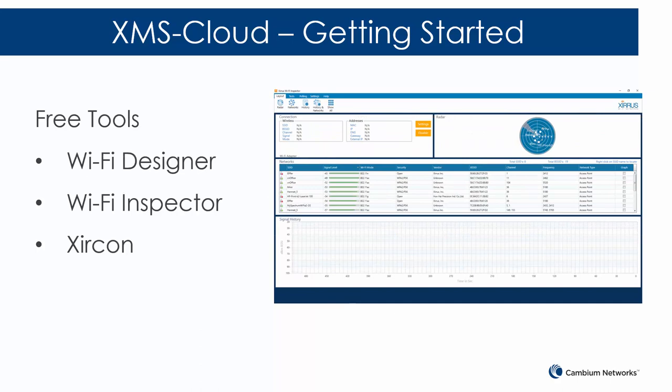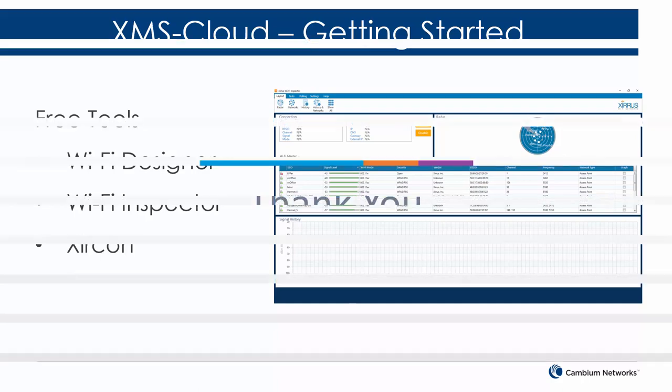We also have a few free tools that you can use in setting up, managing, and troubleshooting your new Xirrus Wi-Fi network. Wi-Fi Designer is a cloud-based Wi-Fi network designing tool. Use it to import your floor plan and correctly design your network. Wi-Fi Inspector is another free tool that provides real-time monitoring of your Wi-Fi network status and helps to ensure that you are getting the highest performance available from your Wi-Fi network. And Xircon is a Xirrus exclusive tool that gives you console access into all of your Xirrus access points without the use of a console cable.